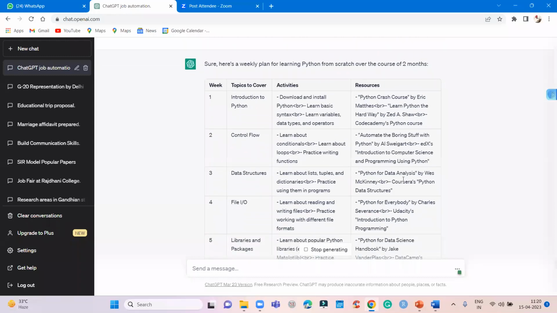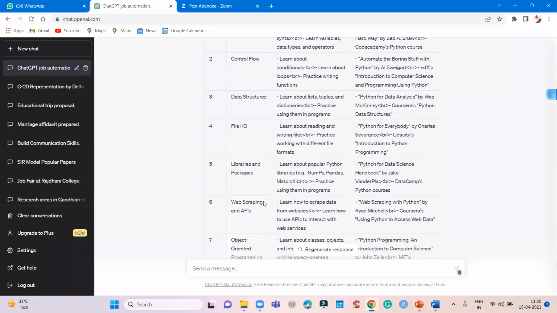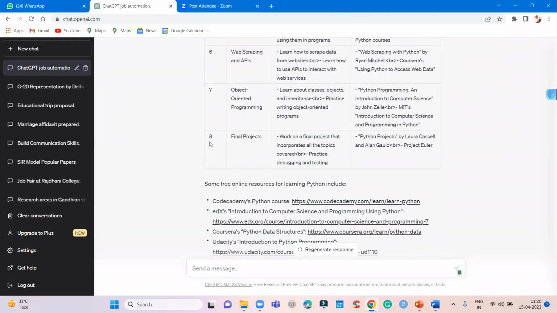Then for data structures, it suggests some Coursera Python data structures course. For file input and output, go to Udacity and its introduction to Python programming. Udacity is again a MOOC website. Or if you want a book, there is one by Charles Severance. For 8 weeks, the entire plan is done. It has given you a final project which you can pick up from the Python project book by Laura Castle and Aslan Gaur. So it has given you everything on how you can plan.